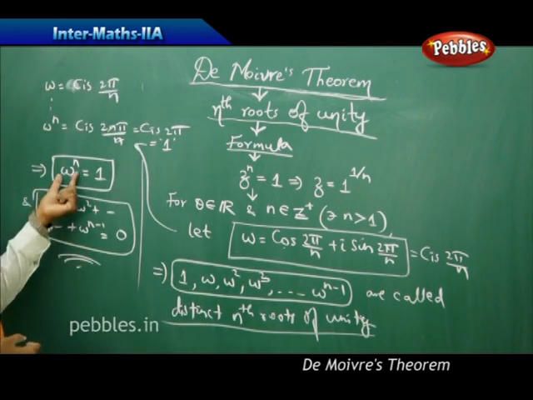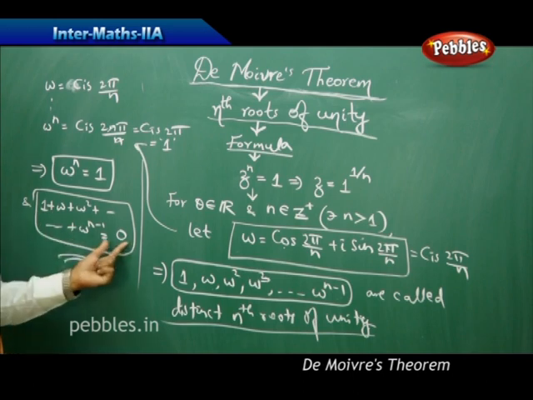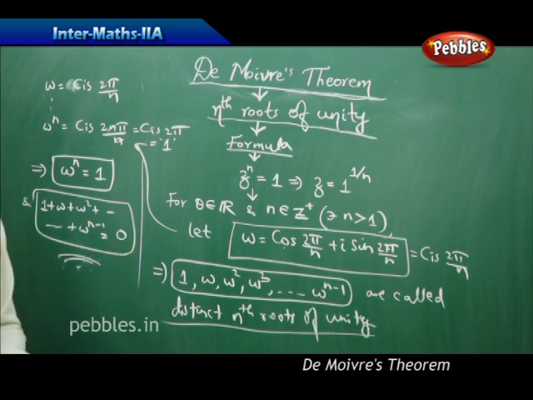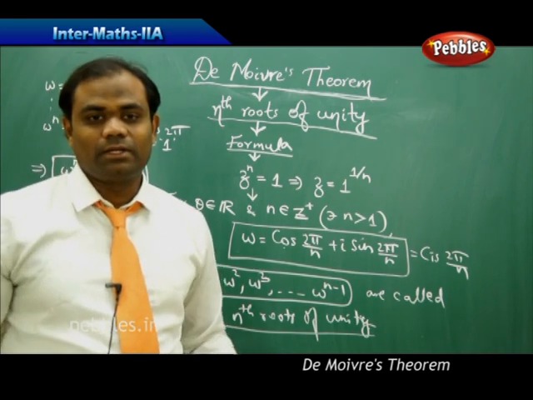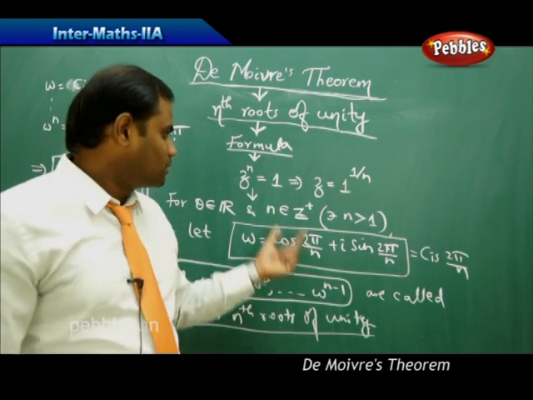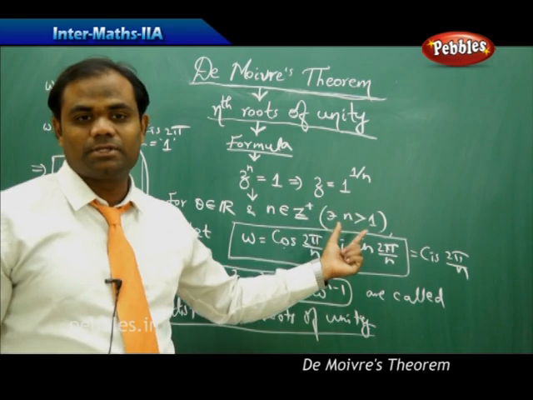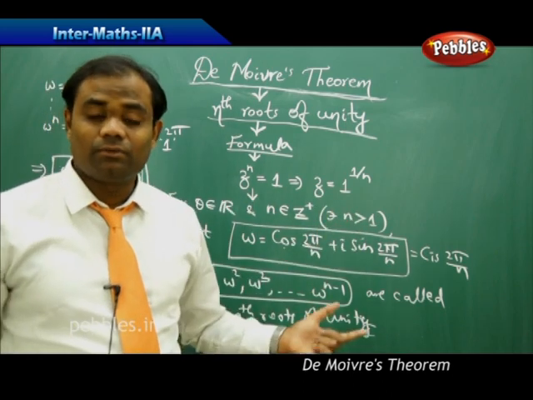The first property is omega power n is always 1, and the sum of all the nth roots of unity is 0, is how we derive the formula connected with nth roots of unity for a given complex number z, as z power n equal to 1.